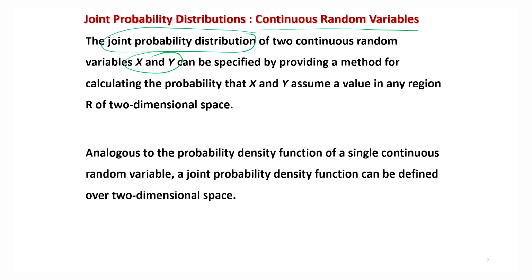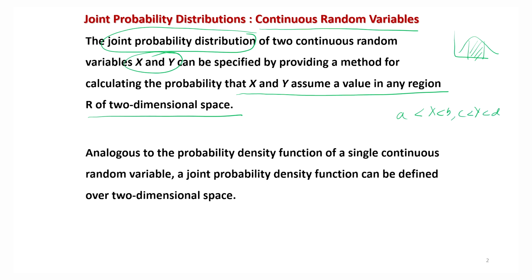If you recall, in the case of univariate we were trying to find the area under a curve to compute different types of probabilities. But now when you have two random variables which are jointly affecting the probability of an event, we need to calculate the probability that x and y assume a value in any given region of two-dimensional space. For example, suppose x takes values between a and b and y takes values between c and d. Then you have to compute the probability of occurrence of x and y when x lies between a and b and y lies between c and d.